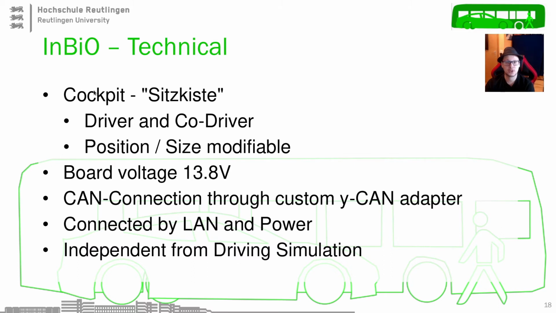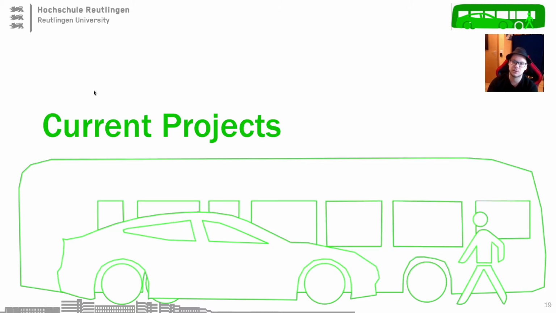And we have two connections from the cockpit to everything else. It's LAN for the connection between our software to send data to the driving simulation, and a power plug to get power on all the system. So we are independent from the driving simulation and from the audio-visual feedback, because we just could use the driving simulation and send the data from there to our system, or we could have a beamer, a cave, or just a monitor for the visualization part.